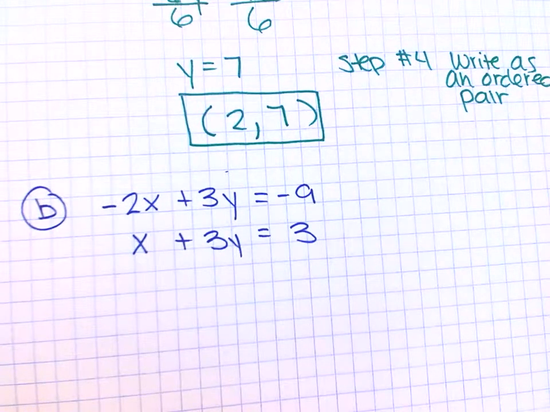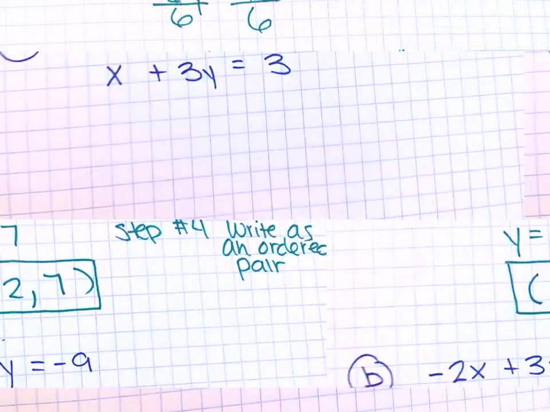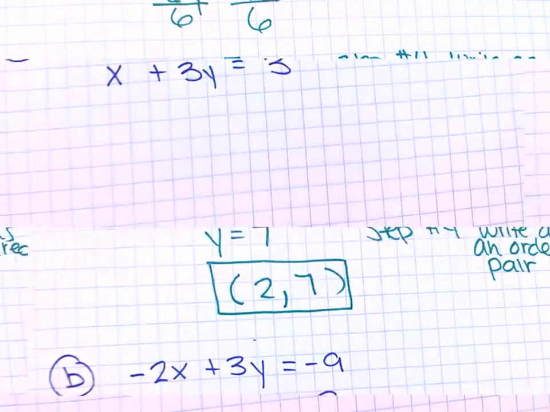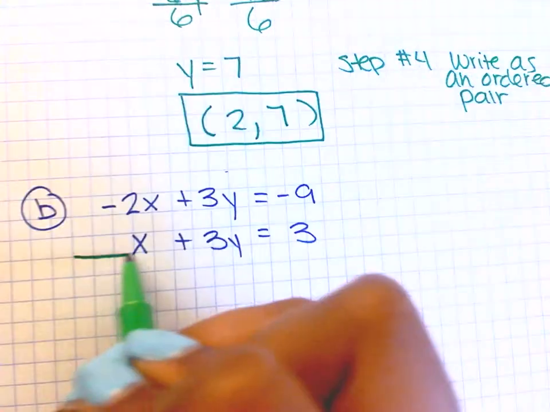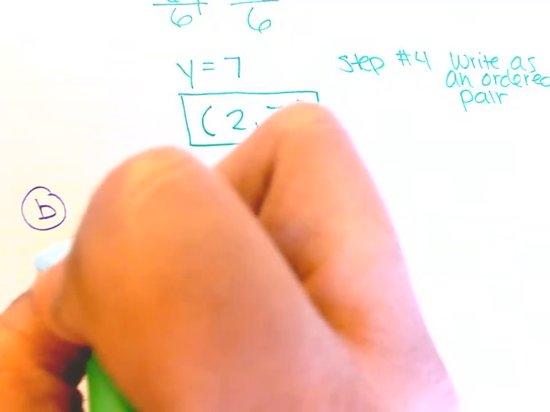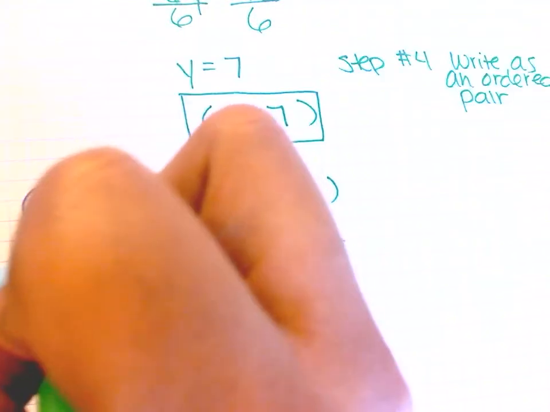And I can do it by adding, subtracting, or multiplying. Well, I think it's going to be easiest to multiply by negative 1. If I multiply the first equation by negative 1, that's going to turn my positive 3y into a negative 3y. So I'm going to try to do that. So step 1, I'm going to eliminate one variable. I think I'm going to do that by multiplying by negative 1.